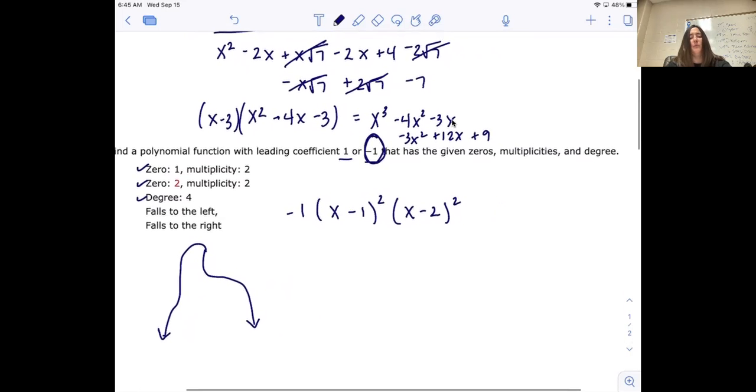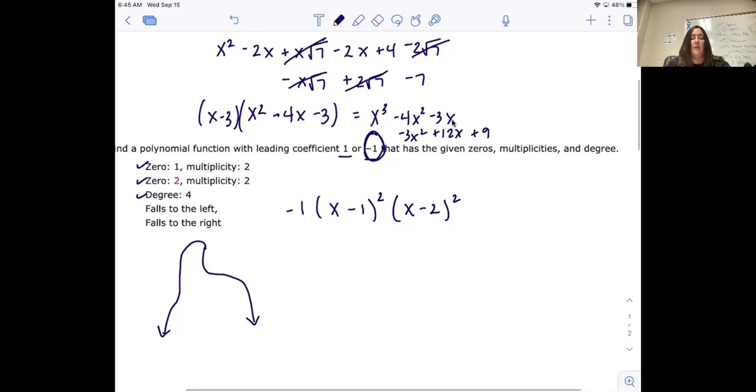Remember that multiplicity is a root that appears more than once. In this case, they're going to appear twice. So be careful as you go through that.